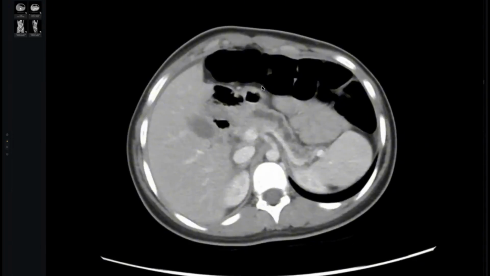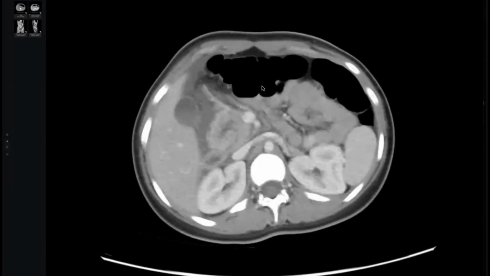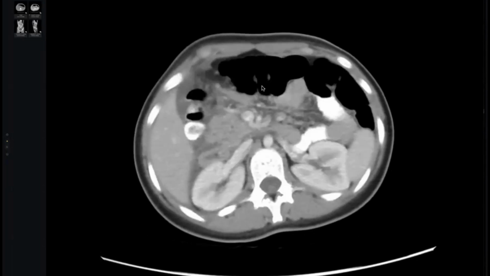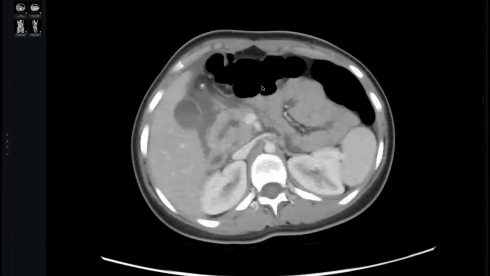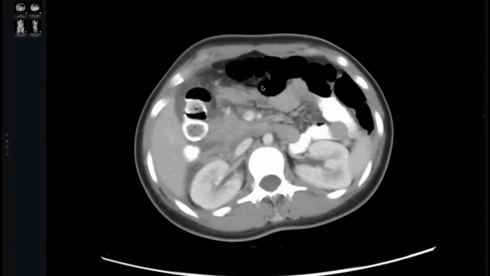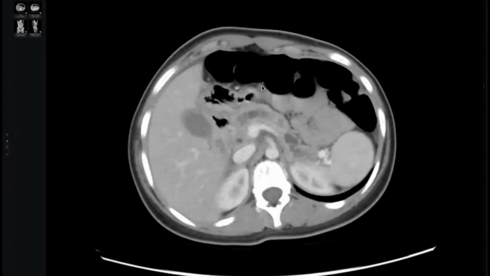So given the pediatric age group and the thickening at the second part of the duodenum with surrounding free fluid, I would ask for history of trauma. Is there any history of trauma in the patient? No history of trauma. So, given the typical location of the second part of the duodenum, this is concerning for duodenal hematoma. Doctor, one second. The duodenum is completely normal. See, I will show you.